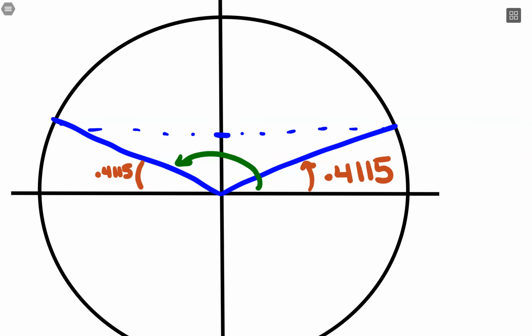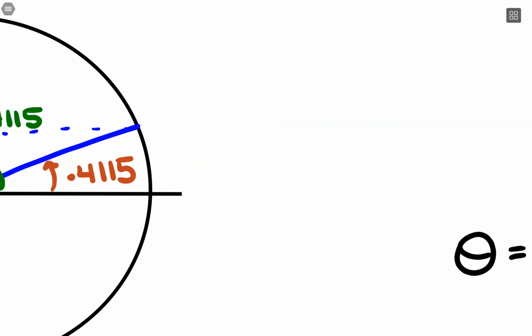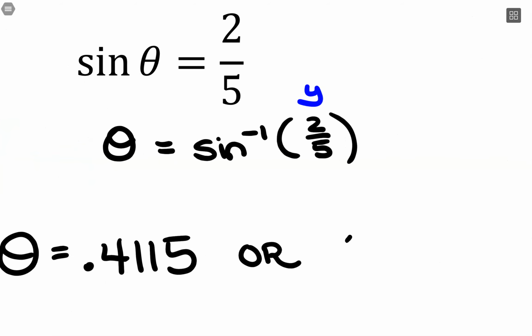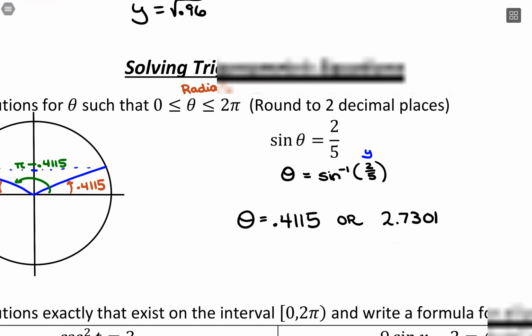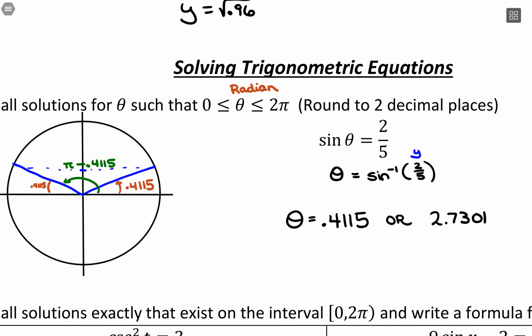So to find the green angle, I'm going to use the fact that going all the way over here is 180 degrees, and then I want to go back by 0.4115. So I'm going to go to pi, but then subtract 0.4115. And that should give us a measurement of 2.7301. And then that would be done. Those are all the solutions between 0 and 2 pi, where we would have a y coordinate of positive 2/5.